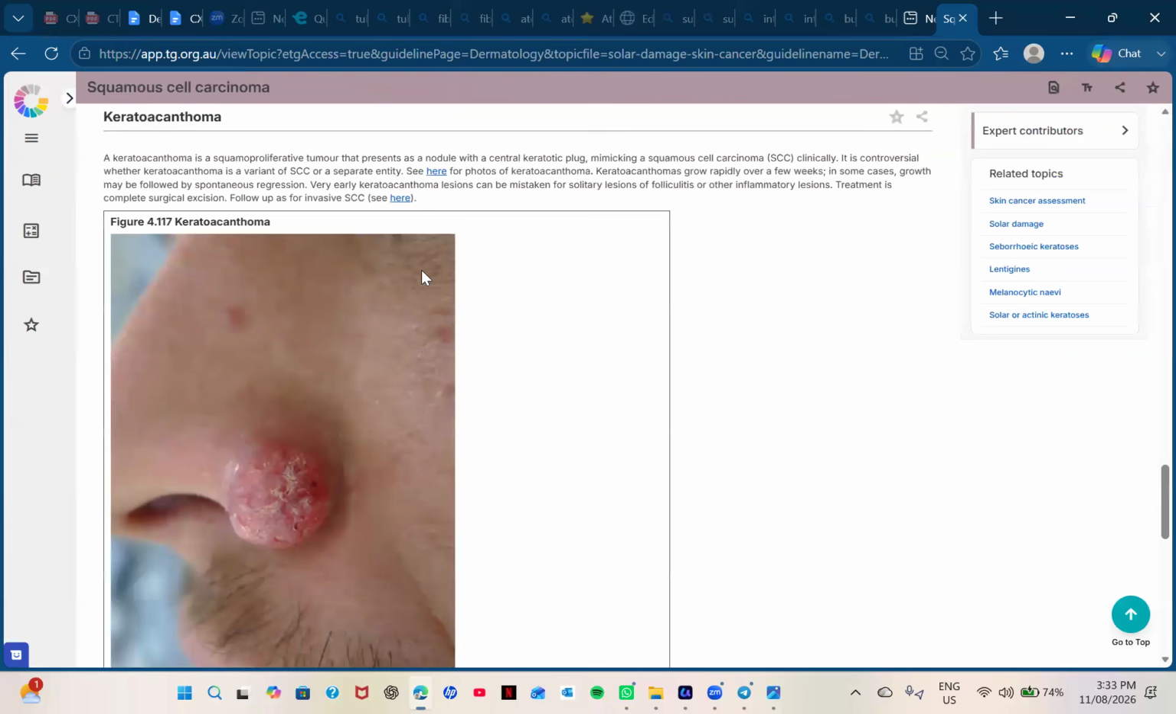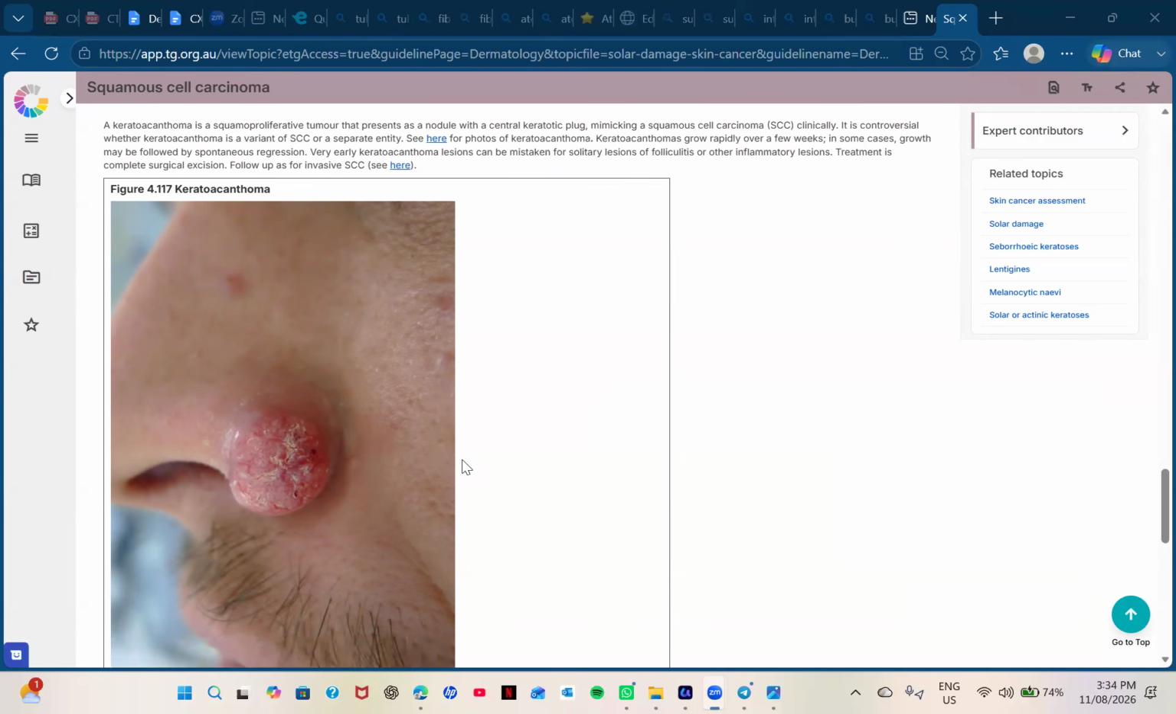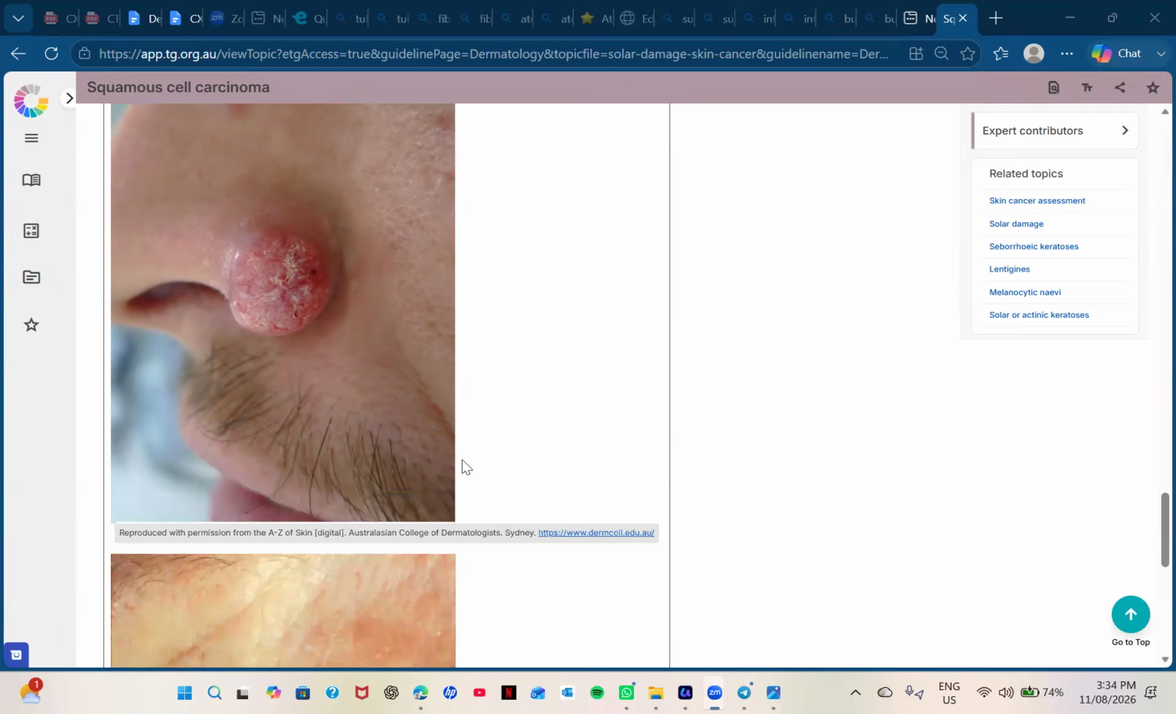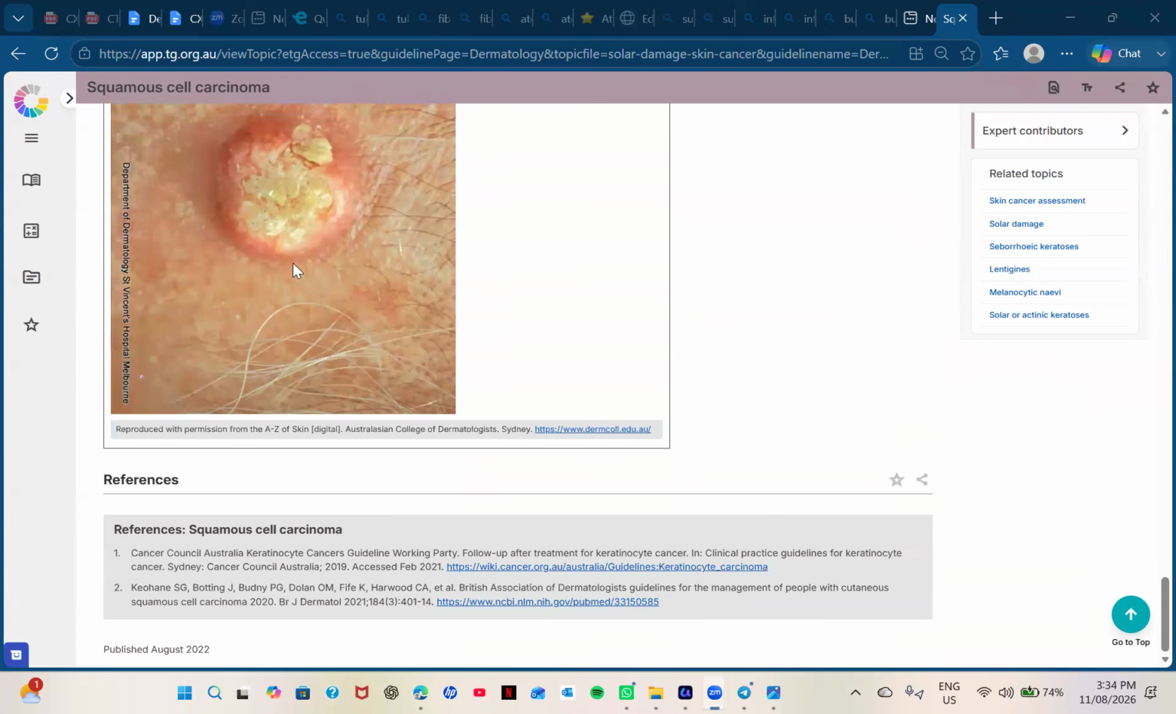This keratoacanthoma was asked in July, right, doctor? July or June, I can't remember, I think July. They have asked about the keratoacanthoma. Keratoacanthoma is a squamous proliferative tumor that presents as a nodule with a keratin plug. You can see the keratin plug here. This is a rapidly growing one. So what is the treatment, doctors?